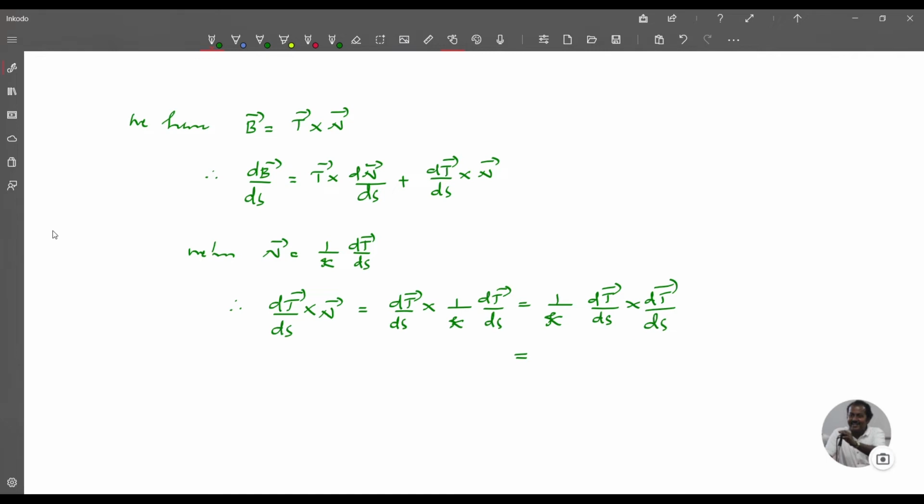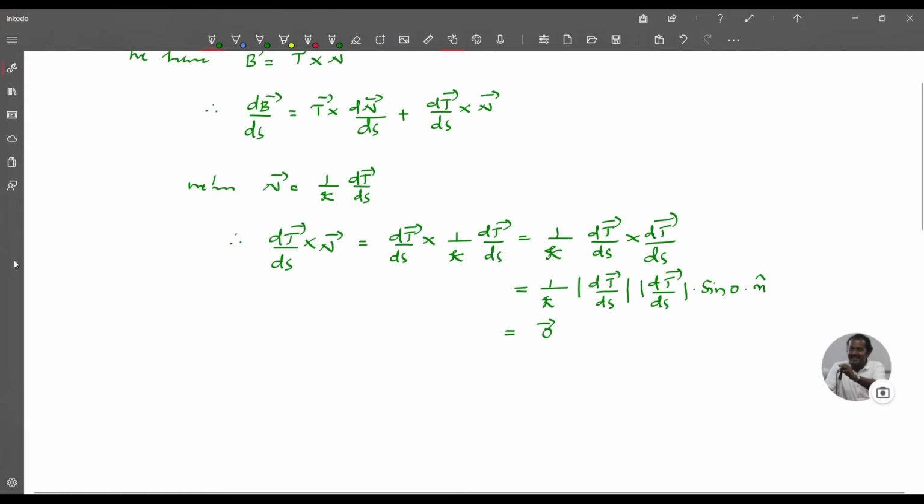So this is 1 by kappa into modulus of dT by ds into modulus of dT by ds into sine of the angle between dT by ds and dT by ds, into the unit vector orthogonal to dT by ds. So it is 0, since sine 0 is 0, so this will be the zero vector.